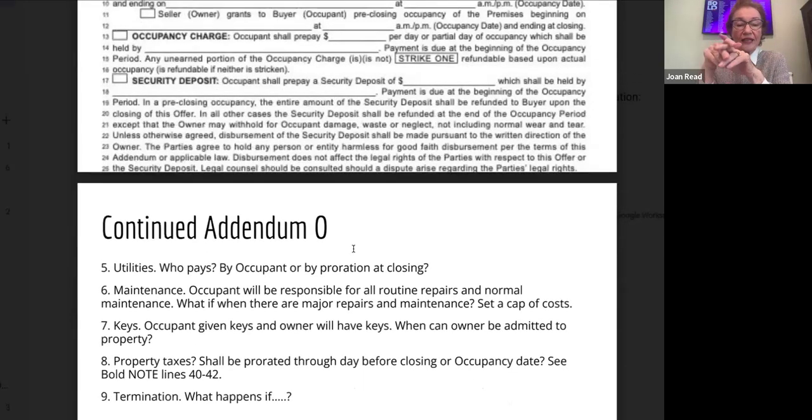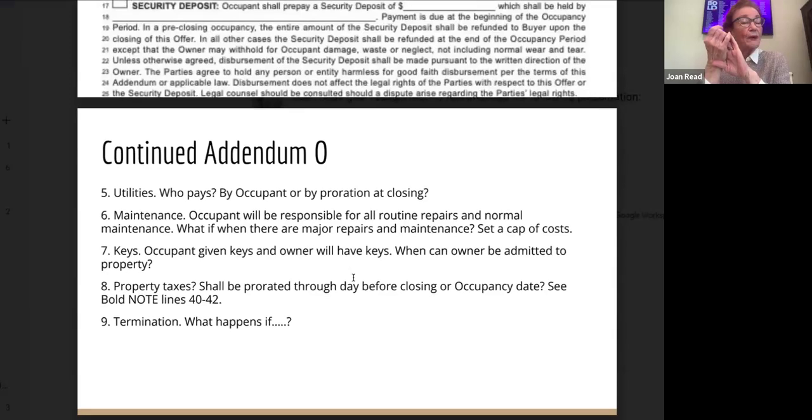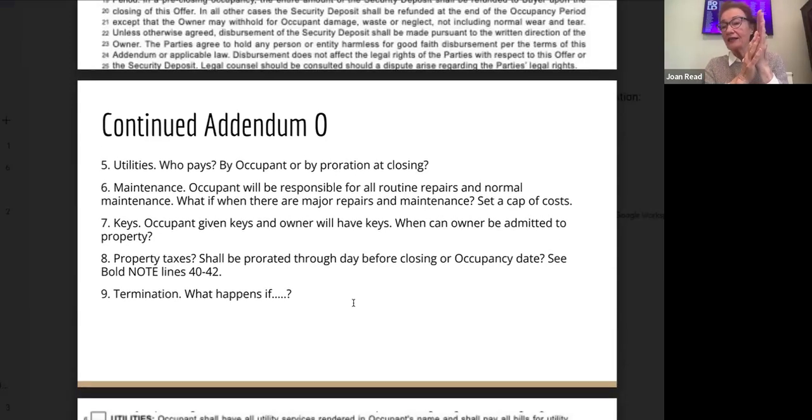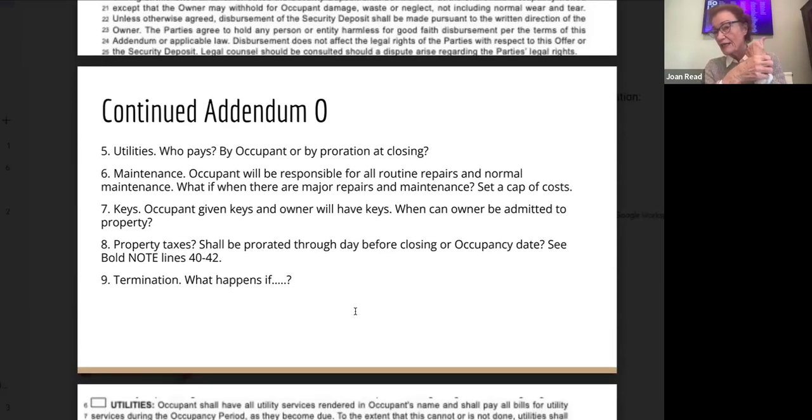So if we continue with addendum O, the next part talks about who pays the utilities. Again, this usually comes into play if it's a longer occupancy. If the buyer's going to pay, then it's prorated at closing. A lot of these can be prorated at closing.